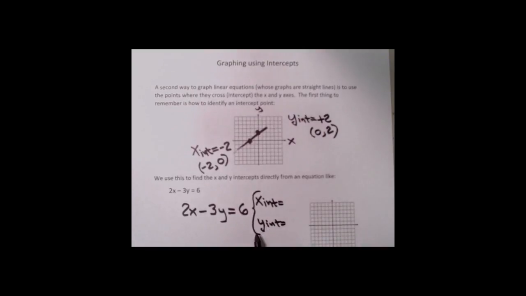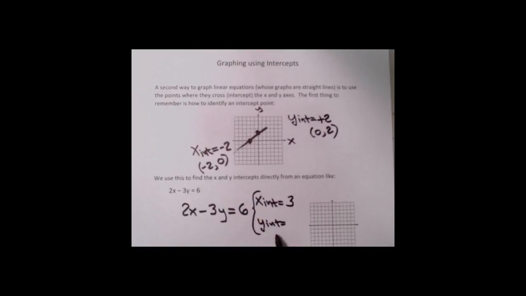Now remember this, whenever you're going after the x-intercept, the other guy, the y, is 0. So if y equals 0, it's like this term is not even there. It's equal to 0, right? So we end up with 2x equals 6. Well, divide both sides by 2 and you get x equals 3. So there is the x-intercept.